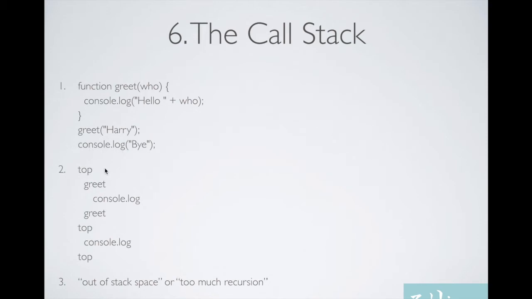So let's take a look at the scope of this program. First of all, we have the top scope of the whole program, and then we have a scope of the function greet. As mentioned before, every function has its own scope. So greet is within the scope of top, and within the scope of greet there is another function called console log. It also creates its own scope. So there are three levels of scopes here.